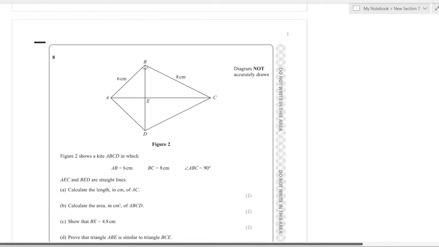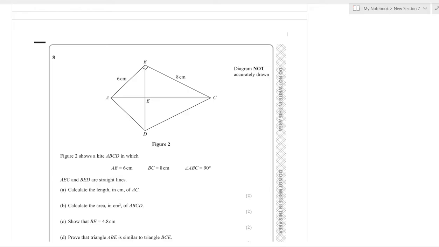Question number 8 is about kite. Figure 2 shows a kite ABCD in which AB is 6, BC is 8, and angle ABC is 90 degrees. AEC and BED are straight lines. Part A, calculate the length in centimeters of AC. So we need to find the value for the length AC.